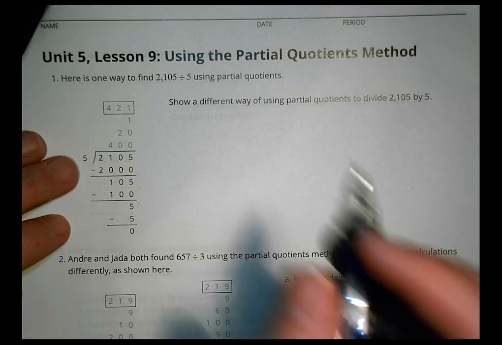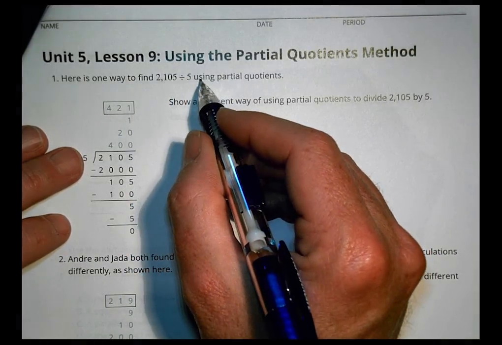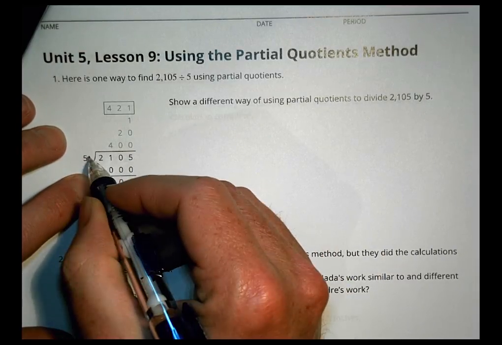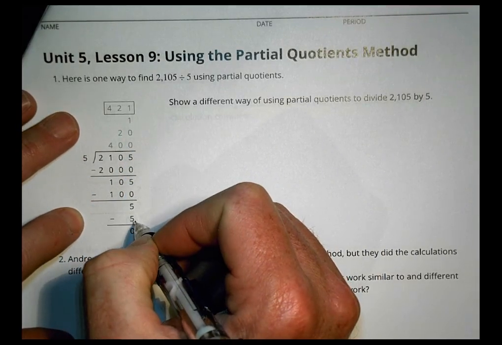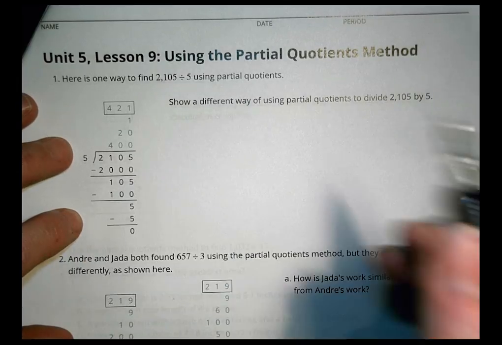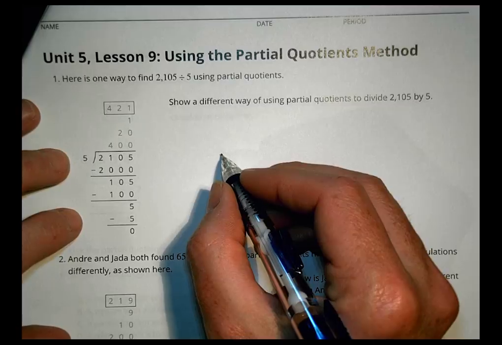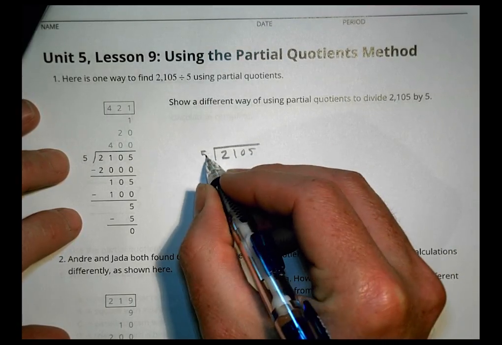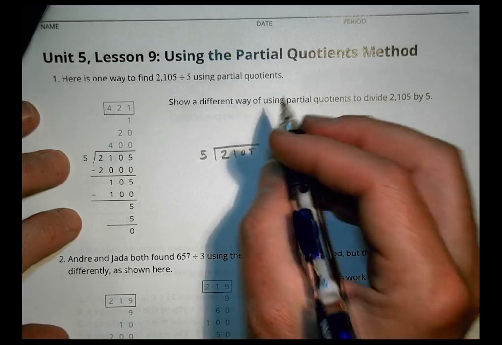Alright, here's one way to find 2,105 divided by 5 using partial quotients. We can see that right here. 2,105 divided by 5 using partial quotients. Show a different way of using partial quotients. Okay, cool. So, we're going to go ahead and take 2,105 and divide it by 5 and look at some different ways we can group this up.